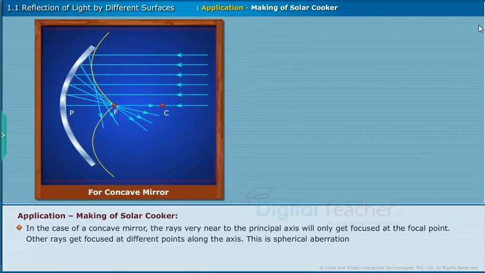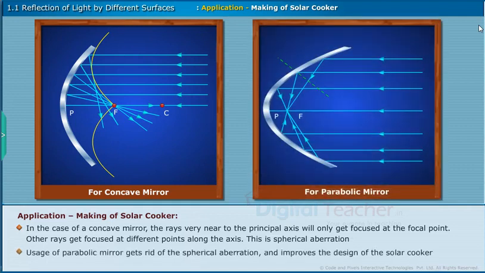In the case of a concave mirror, only the rays very near to the principal axis will get focused at the focal point. Other rays get focused at different points along the axis. This is spherical aberration. Usage of a parabolic mirror gets rid of the spherical aberration and improves the design of the solar cooker.